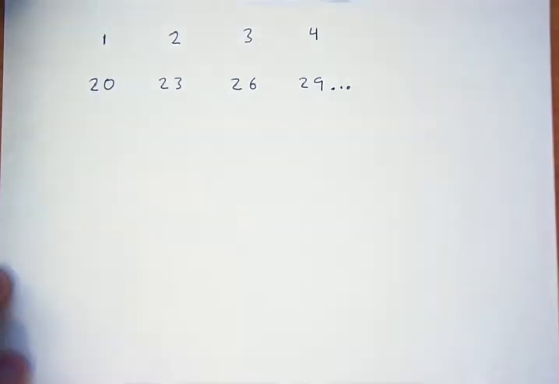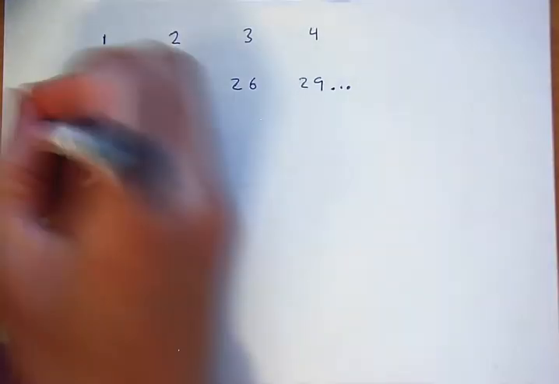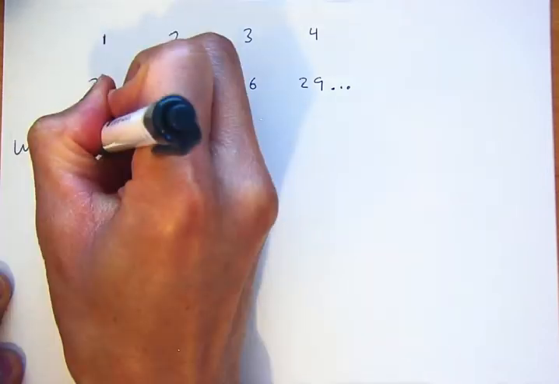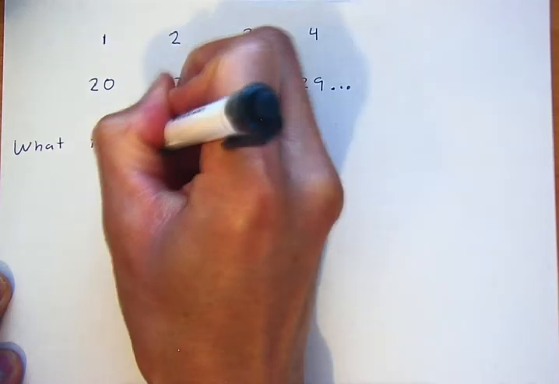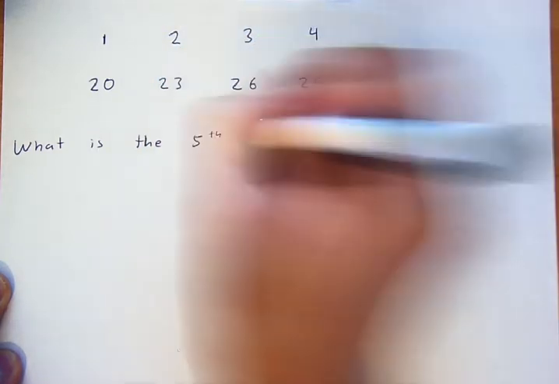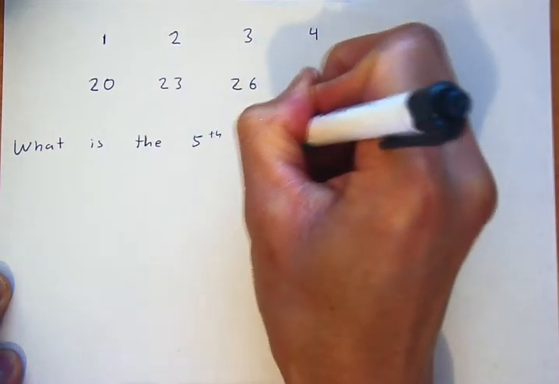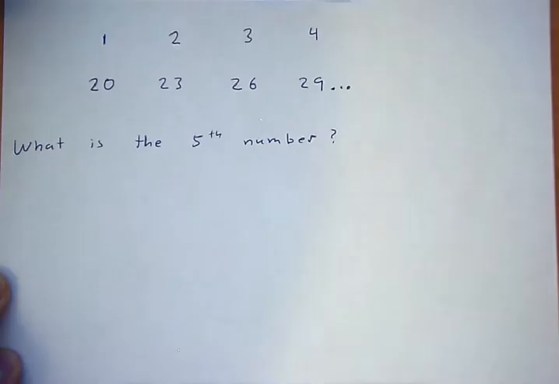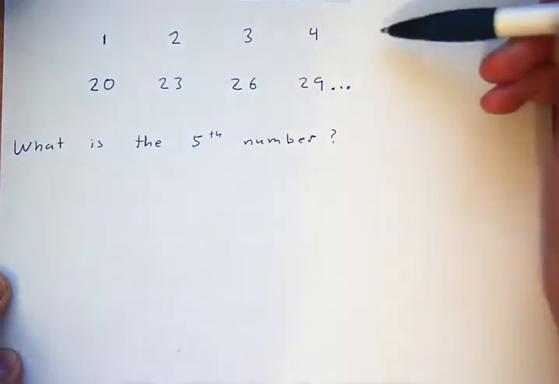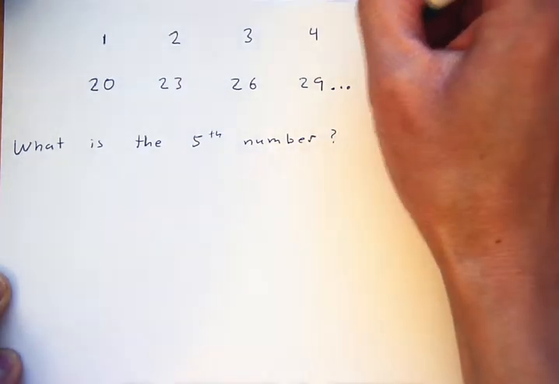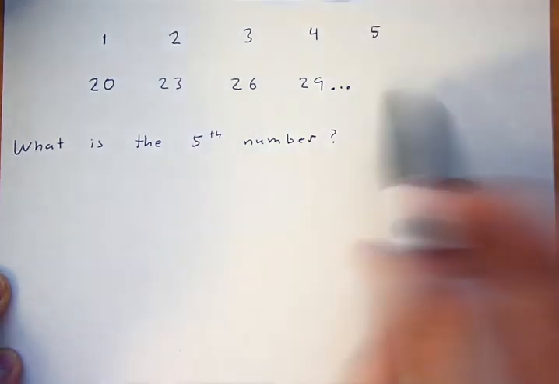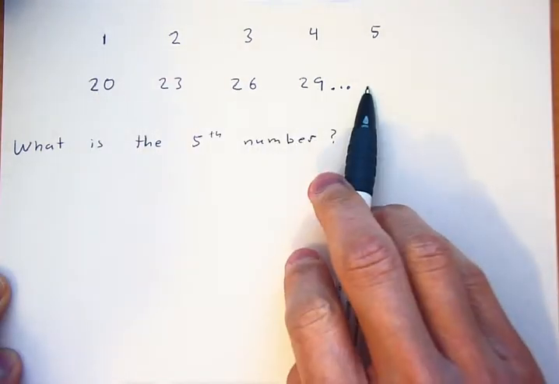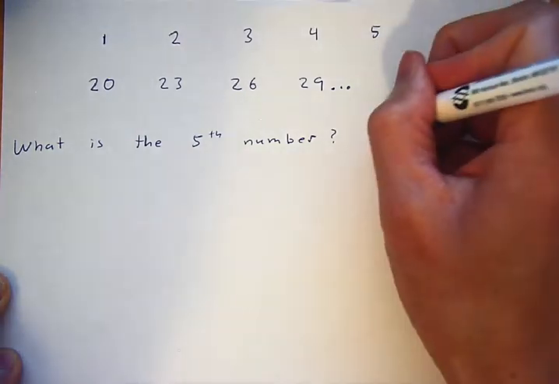So what if you were asked what is the fifth number? Well, that's easy enough. The fifth number over here, you can just continue the pattern, plus 3, plus 3, plus 3. So the fifth number here is 32. Easy enough.